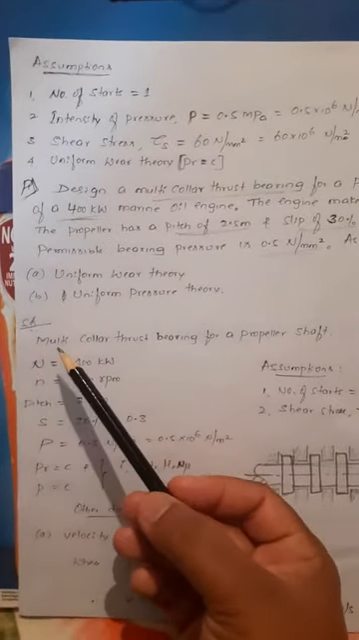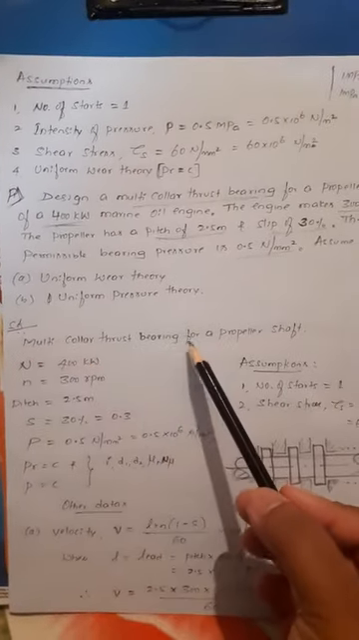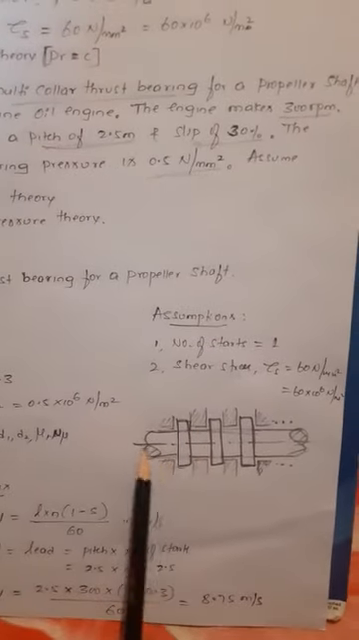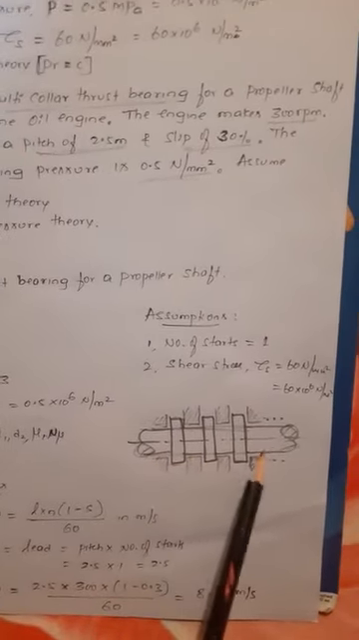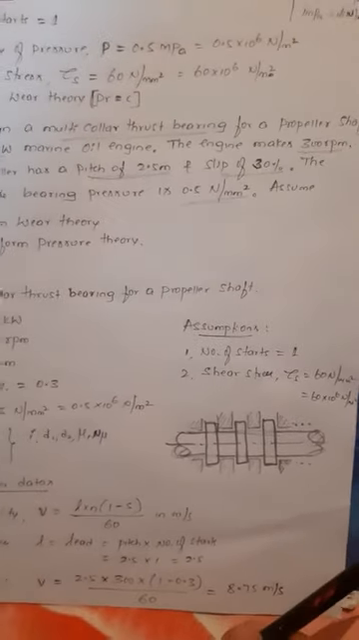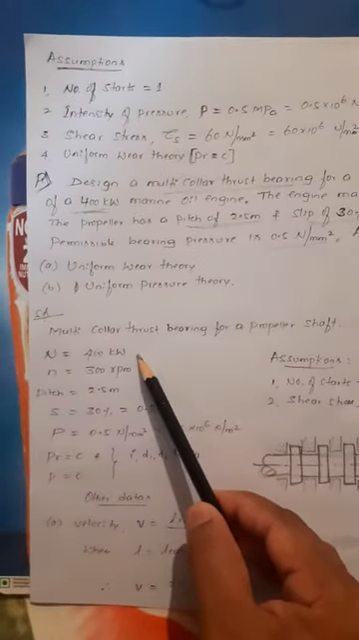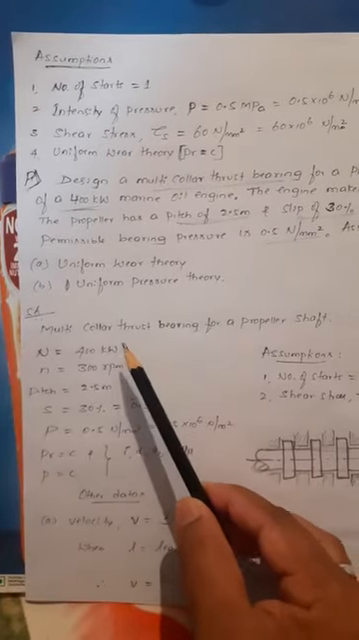Now write the given data: a multi-collar thrust bearing of a propeller shaft. This is a collar bearing, and when a number of collars are there, that is called a multi-collar thrust bearing. Next, power is given and speed is given. This is the operating condition.